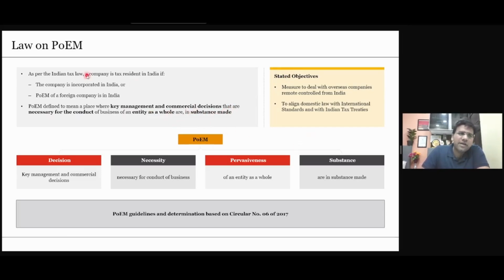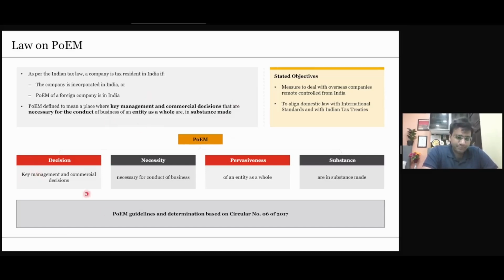So what is the objective of bringing this law? The objective is to deal with overseas companies which are controlled from India remotely. We have many cases of Indian operated structures where the key managerial persons stay in India, whereas their businesses are situated outside India. They are registered outside India. That is the whole objective of bringing those companies also within the global taxation in India.